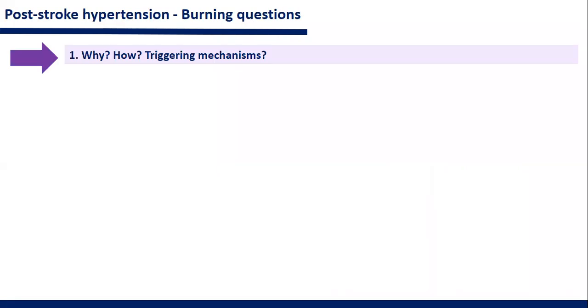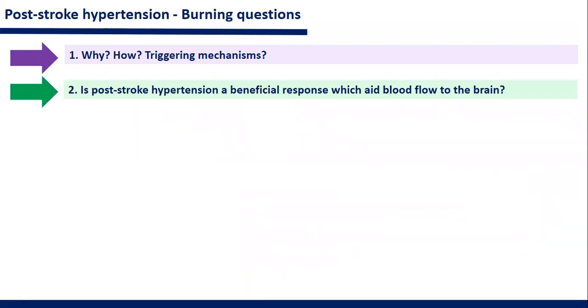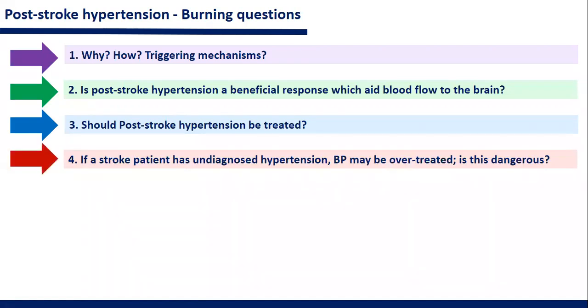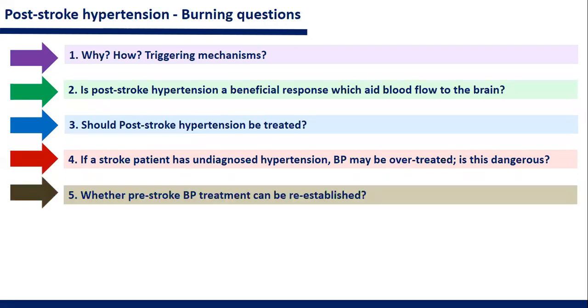Now, this event raised multiple questions. Why and how did this response develop? What are the triggering mechanisms behind this response? Is the post-stroke hypertension a beneficial response which aids the blood flow to the brain area? Should post-stroke hypertension be treated if the blood pressure reaches a dangerous level? If a stroke patient has undiagnosed hypertension, blood pressure may be overtreated by the clinicians. Is that really dangerous? And fifth is whether pre-stroke blood pressure treatment can be re-established in the acute period of stroke.